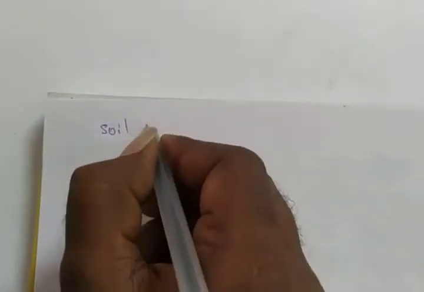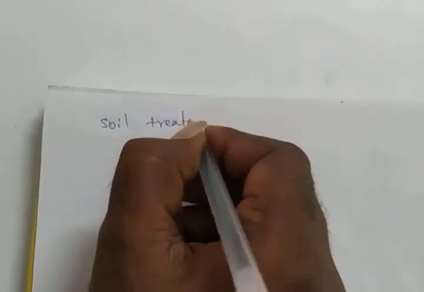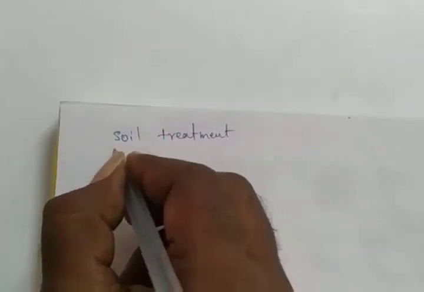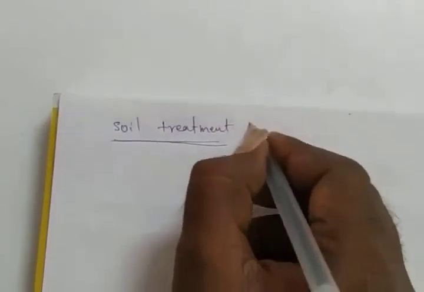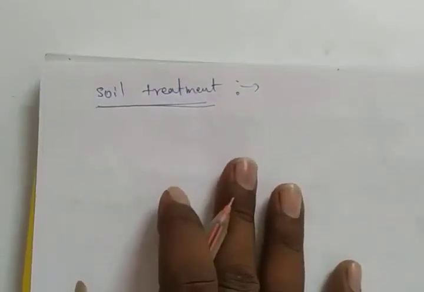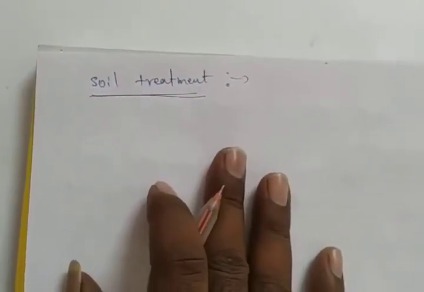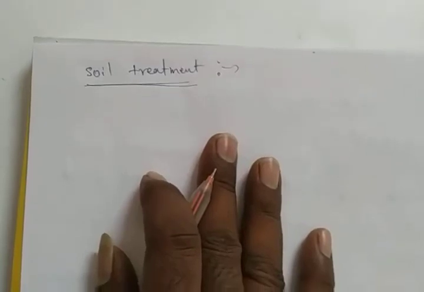Next, soil treatment. Before that, we discussed indigestion and antibiotic neutralization in everyday life. So the third one is soil treatment. Excessive use of chemical fertilizers makes the soil acidic.